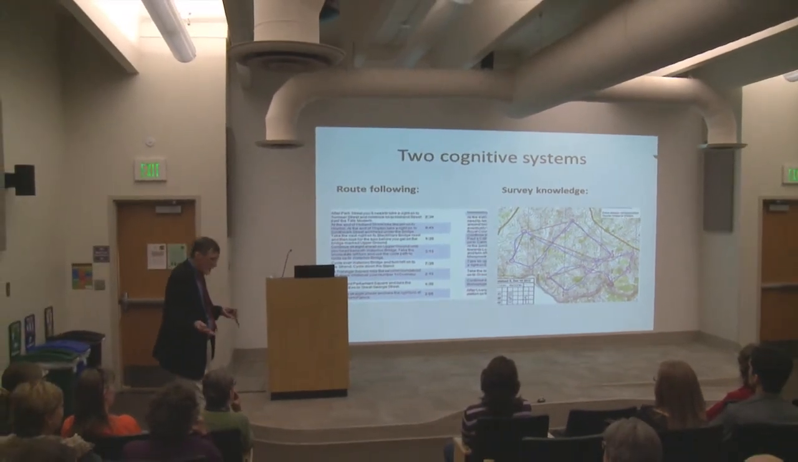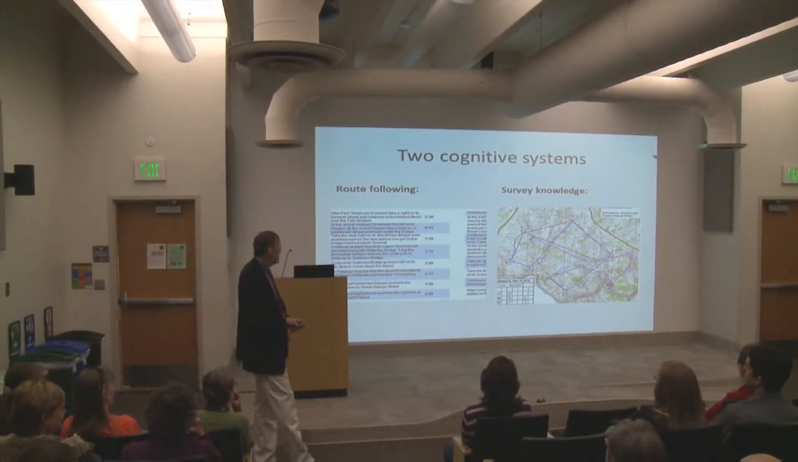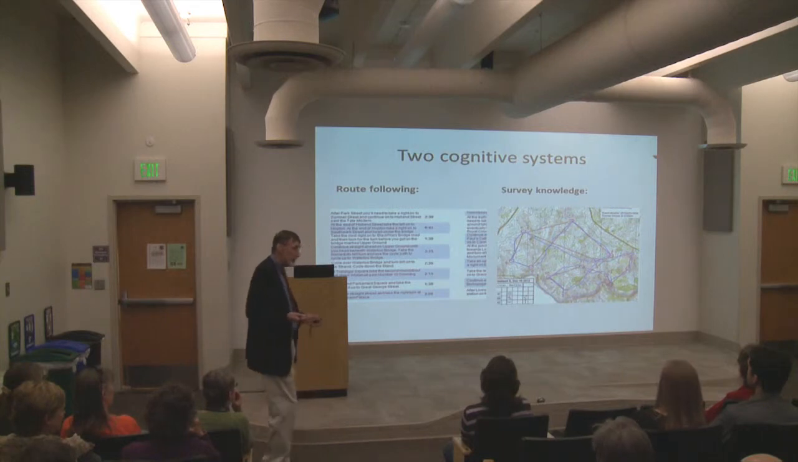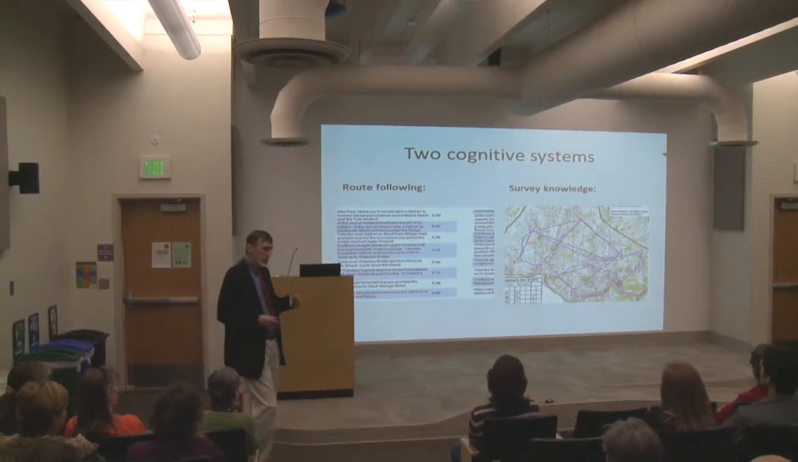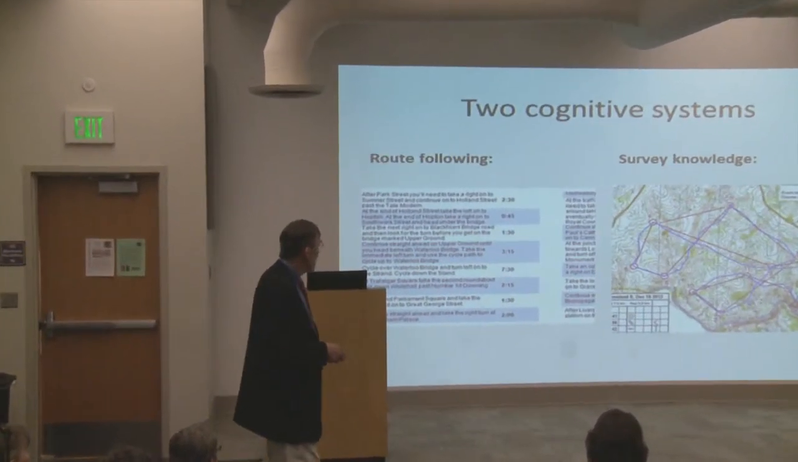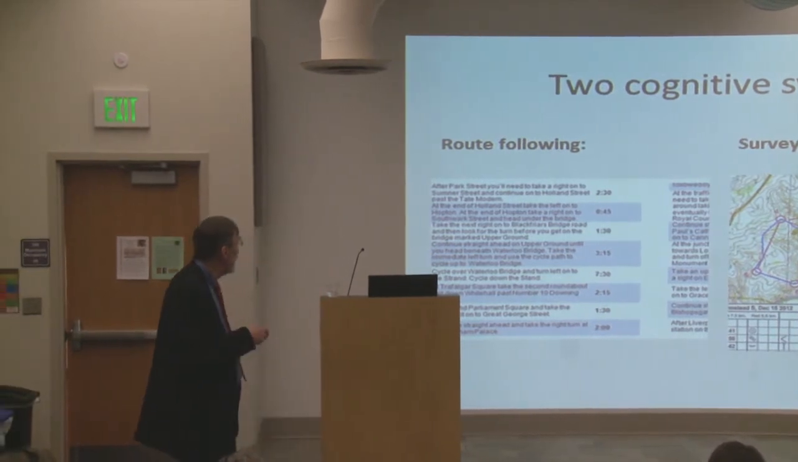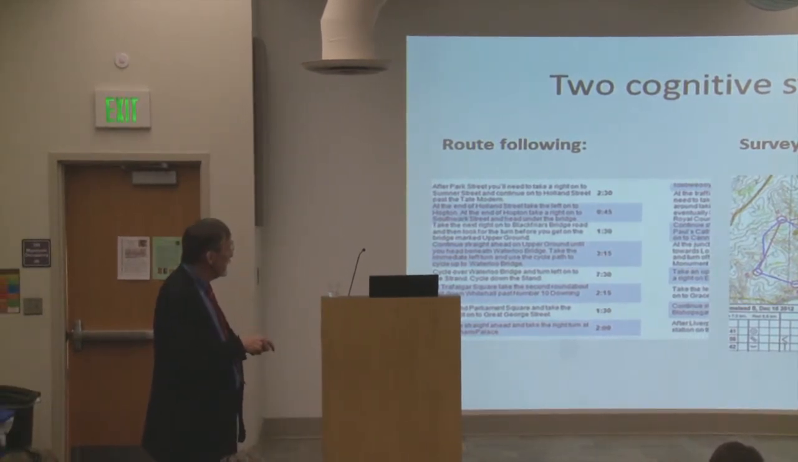And they don't have clocks, they don't have compasses, they certainly didn't have a sextant, and yet they had a way to navigate these vast distances. It turns out that we use two cognitive systems in thinking about space, and especially in navigating. One is called route following, and the other is called survey knowledge.